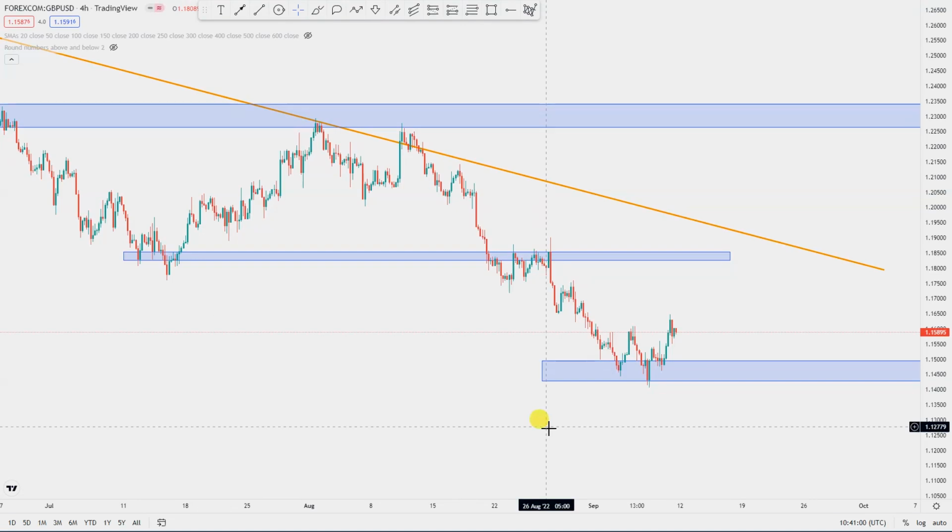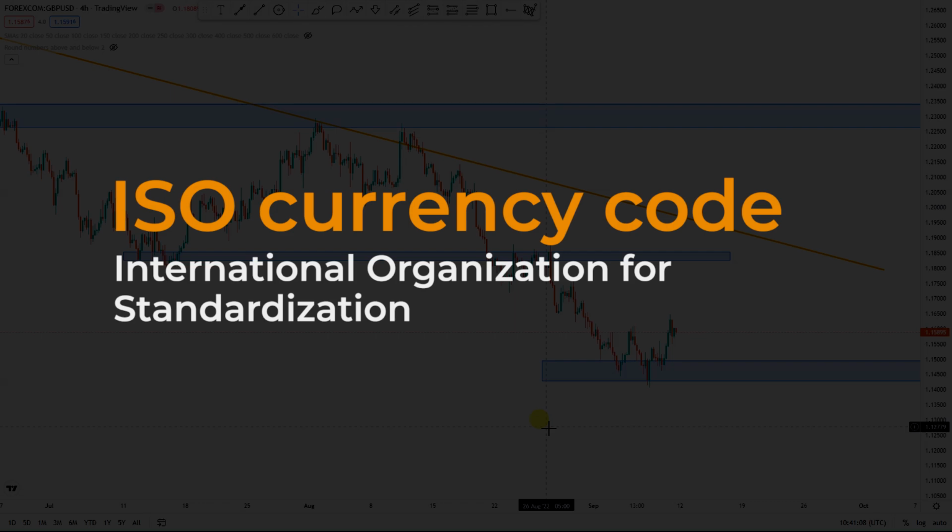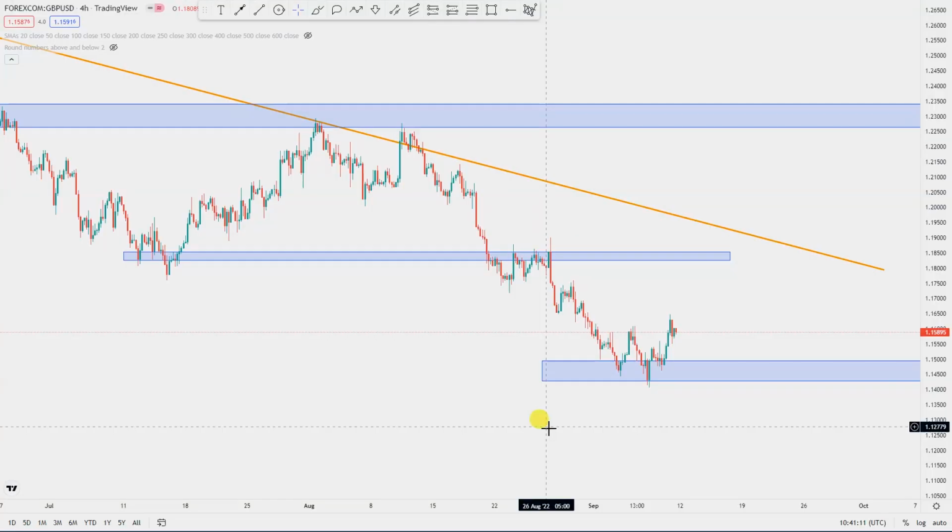Now, each currency is basically identified by its own ISO currency code. ISO stands for International Organization for Standardization. This code is a three-letter alphabetic code that is used to identify every currency around the world. For example, the Nigerian naira is identified as NGN, the United States dollar as USD, the British pound as GBP, the Australian dollar as AUD, the Canadian dollar as CAD, and so on and so forth. So that is what the ISO means.